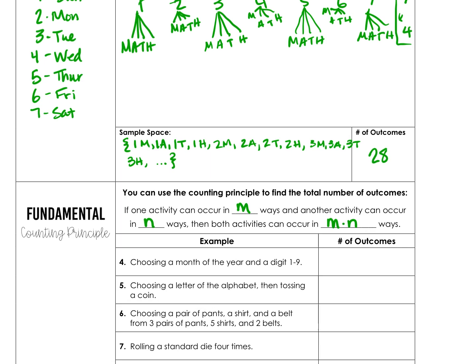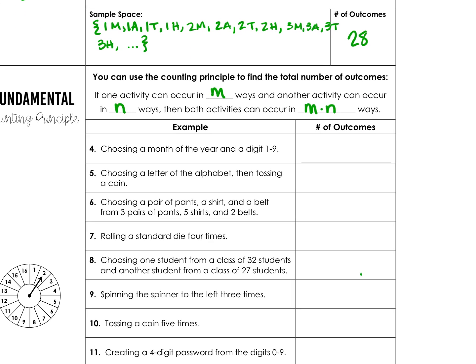And the ways that you might see this show up is if you choose a month of the year, which is 12, and digits 1 through 9, which is 9, you get 12 times 9, which gives you 108 outcomes. I also don't want to write down 108 of them. Choosing a letter of the alphabet, 26, then tossing a coin, so that's 2 options. That gives me 52.